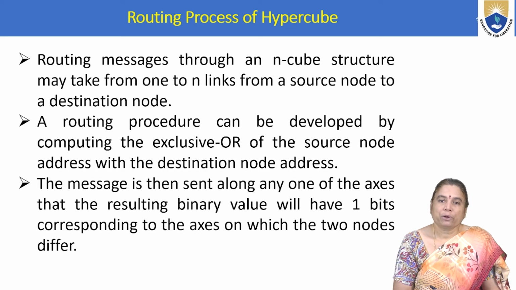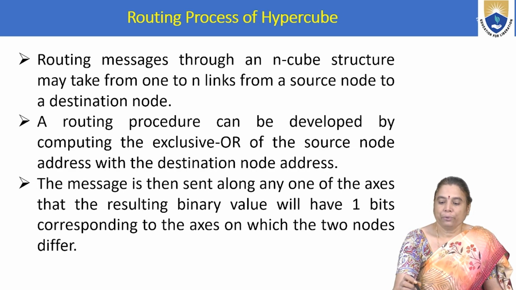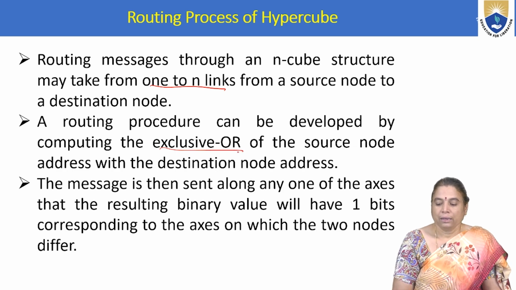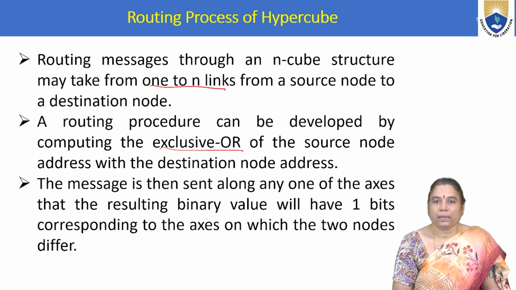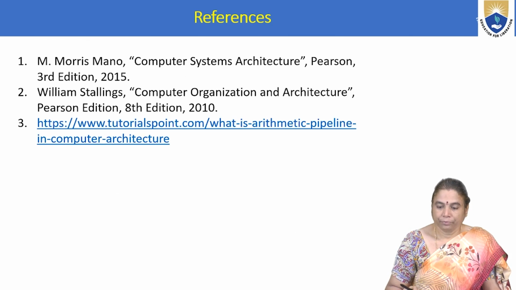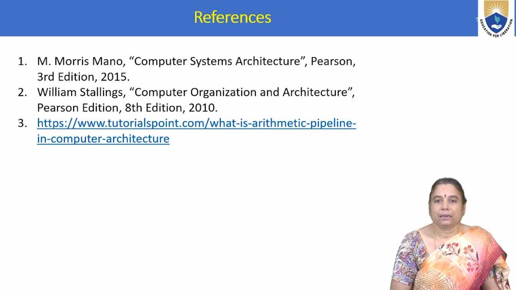So how can the routing process be established in this hypercube? Routing messages through an n-cube structure may take from 1 to n links from a source node to the destination node. So the routing path can be established from a source to multiple nodes of the cube. A routing procedure can be developed with the help of the exclusive OR gate. Generally, the shortest distance path can be selected for more efficient communication between the processor and the memory. And these are the various interconnection structures.